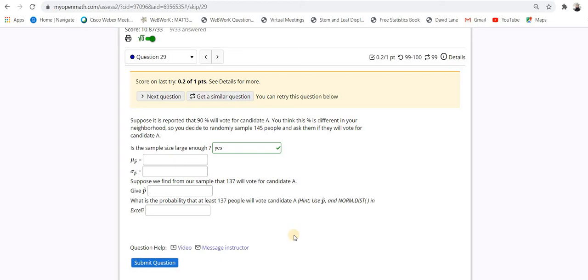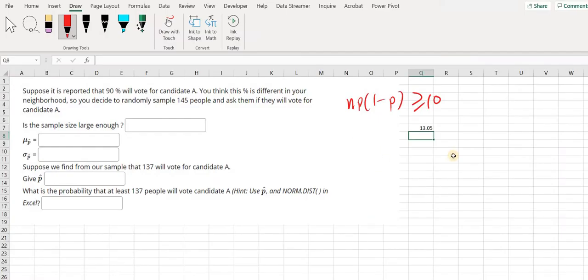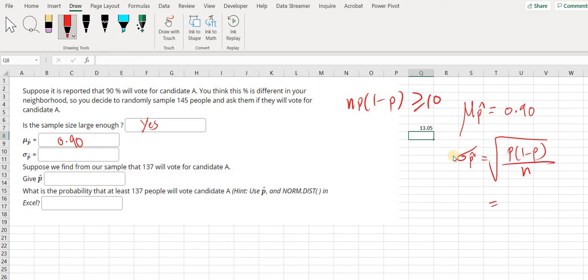For the second part of the question, we will need to find the mean of the distribution of sample proportion. We know that the mean of the distribution of sample proportion is equal to the population proportion, which is 0.90 in this case. So this is yes, and this is 0.90 here. The standard deviation of the distribution of sample proportion follows the formula square root of p times 1 minus p divided by n, which is equal to the square root of 0.90 times 1 minus 0.90 divided by 145.